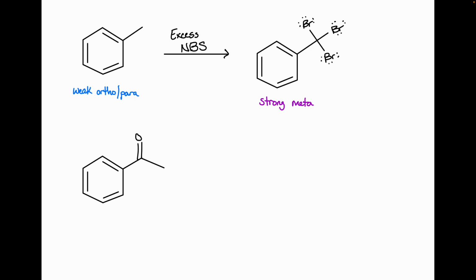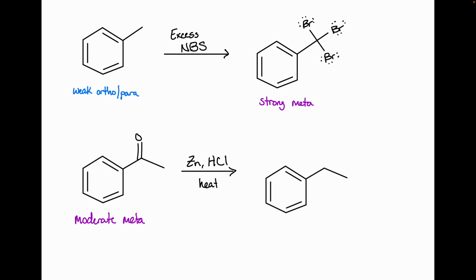That one is a metadirector, what would be considered a moderate metadirector. Okay, and we learned how to chop off that oxygen, fully reduce that carbon using zinc, hydrochloric acid, and heat. That would convert to just ethylbenzene. And ethylbenzene is what? Orthopara or metadirecting? Orthopara. So now we have a weak orthopara director.